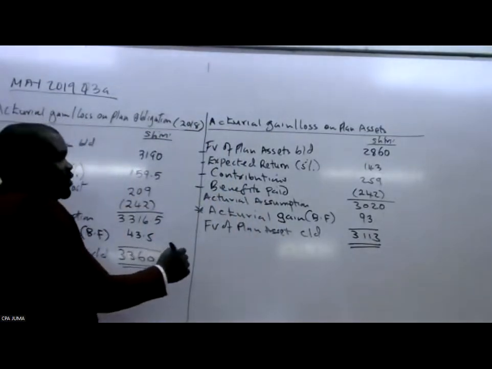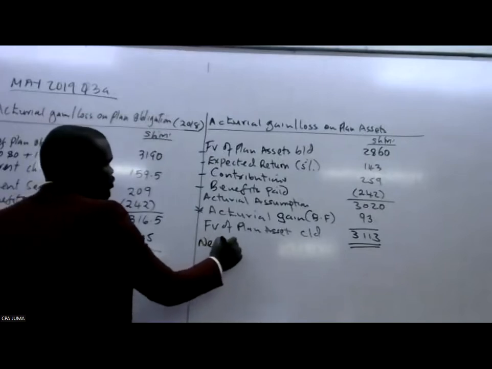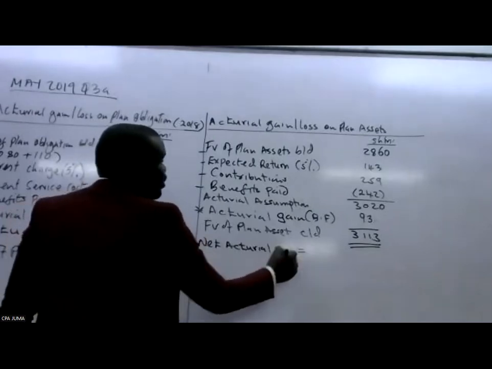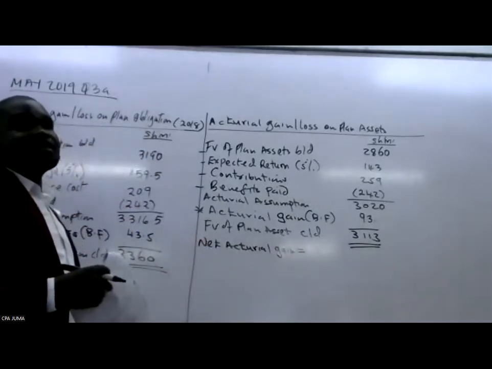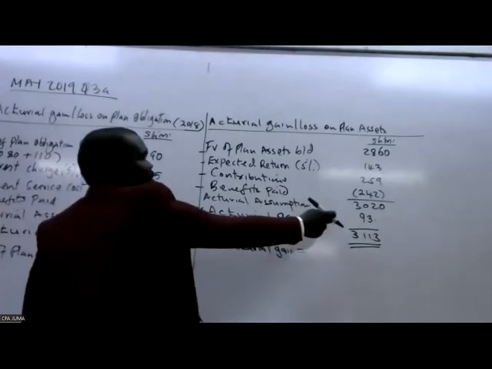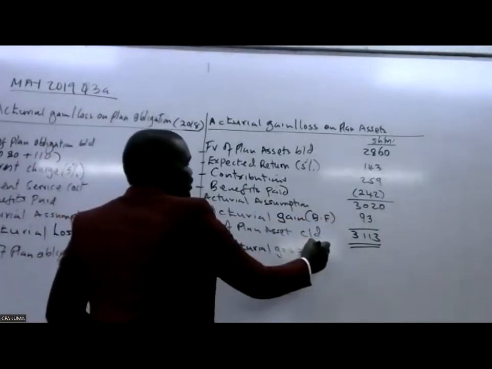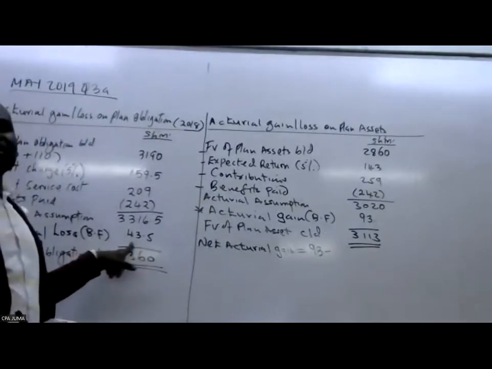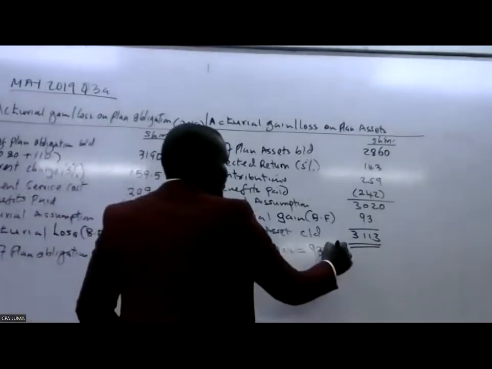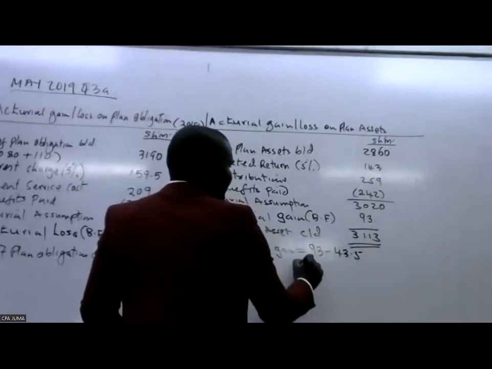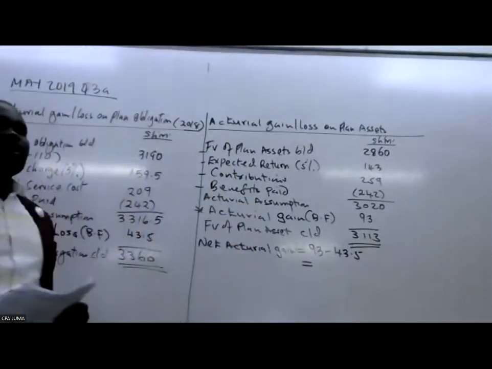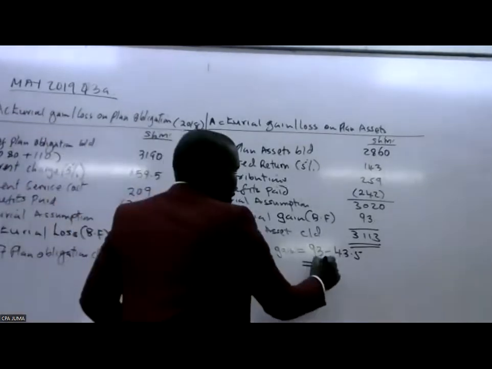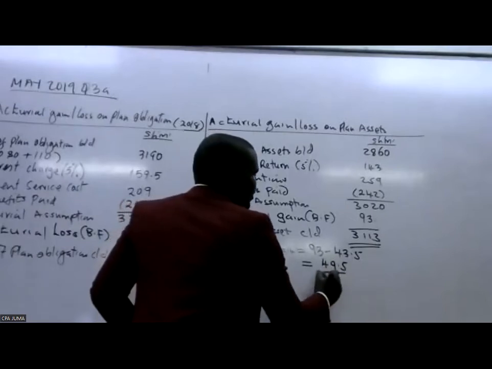So down there, you say net actuarial gain. On the assets, we have gained 93. On obligations, we lost. We lost how much? 43.5. Therefore, the net gain will be how much? 49.5.